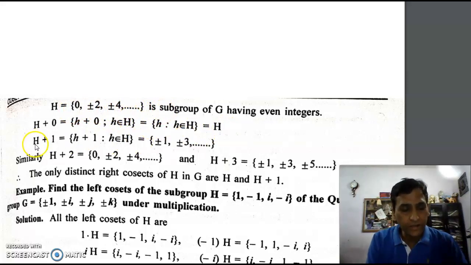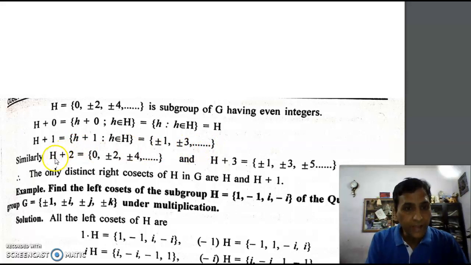Then next is their right cosets. H plus 1: when I say H plus 1, here 0 becomes 1, then plus 2 adds 1 to make 3, minus 1 adds 2 to make minus 1. So I will get elements like this: plus minus 1, plus minus 3, and so on.